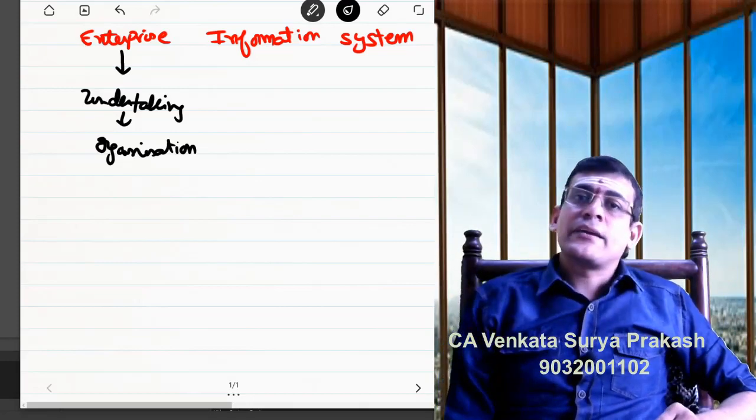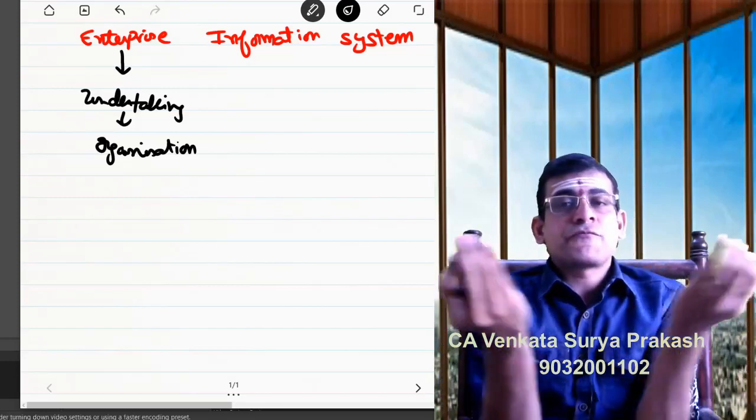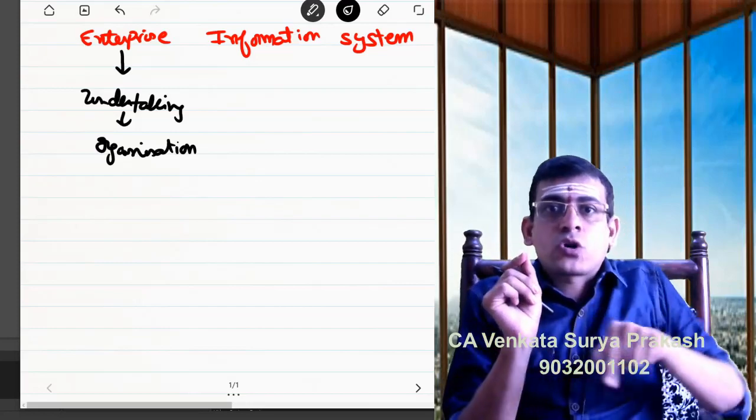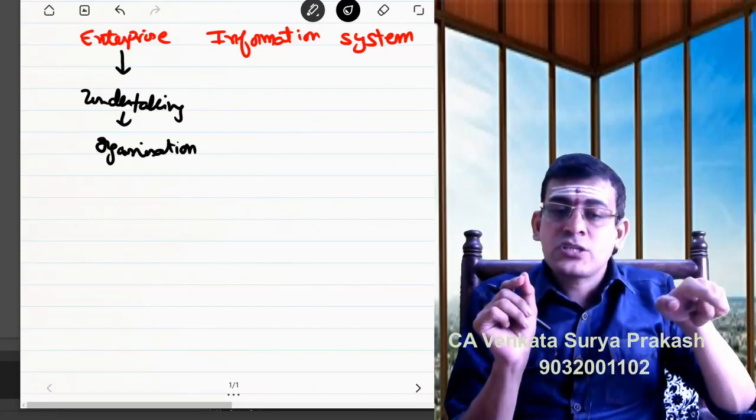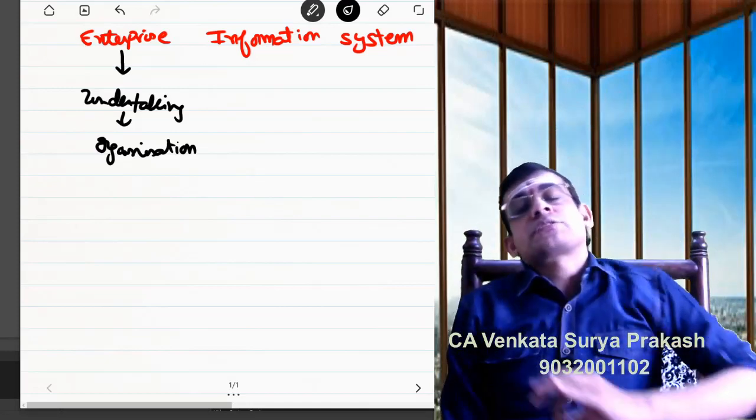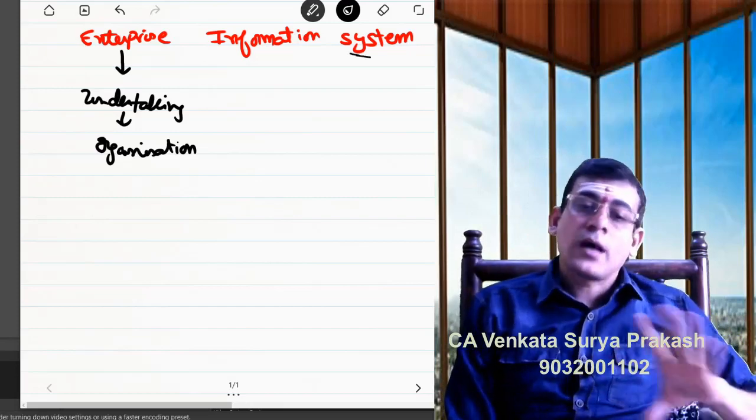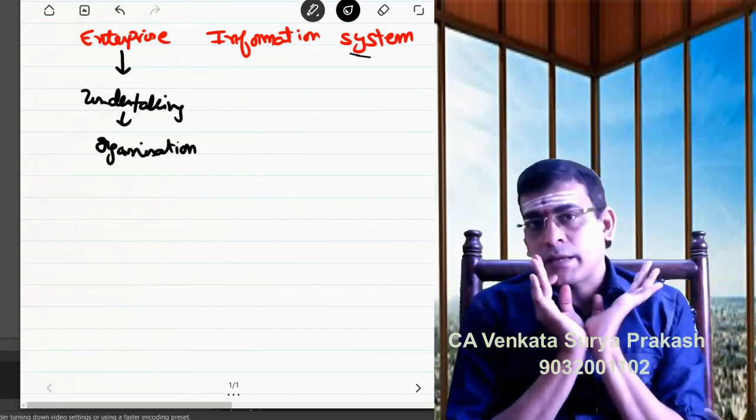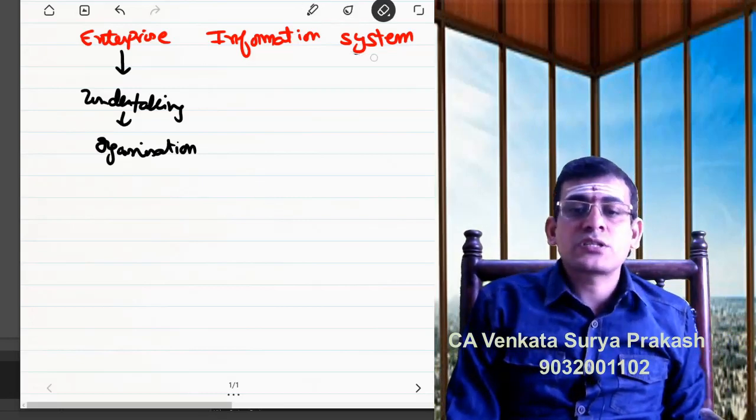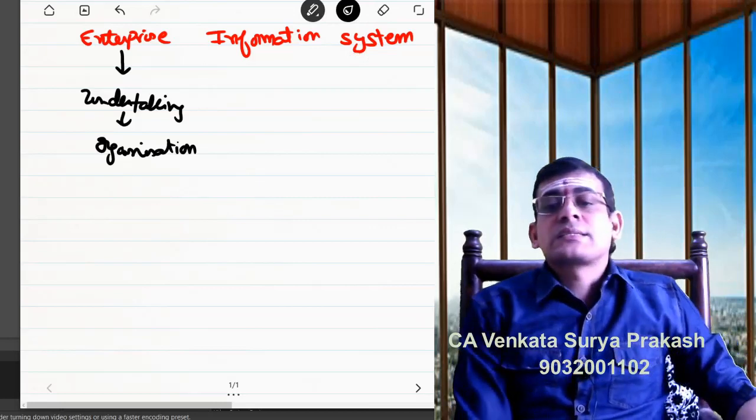So ultimately, whenever we are calling something an enterprise, as different departments are there, there is always some sort of integration required among various departments. That integration is what? System. Now we got an understanding of enterprise. Now let us try to understand something called the system. What is the meaning of system? What does the system mean?